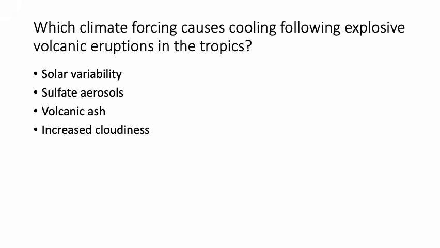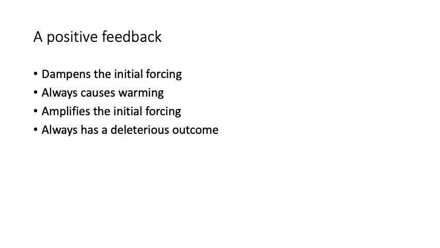Cloudiness is only temporary. That's not really anything specifically associated with explosive volcanic eruptions. Volcanic ash also is temporary. Solar variability has nothing to do with volcanic eruptions, so the right answer is sulfate aerosols.